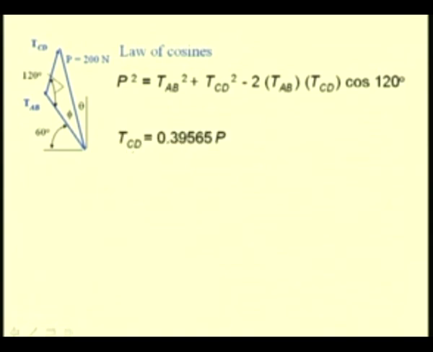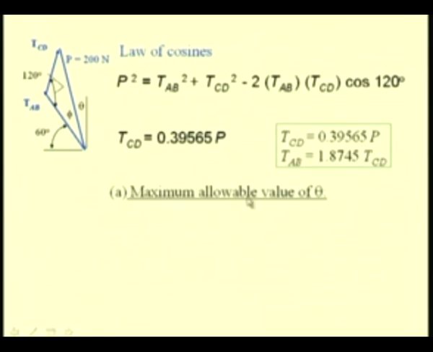So, from this we have TCD as 0.39565 times of P, because in this equation we can substitute for the force in terms of TCD. This force TAB can be substituted in terms of TCD from our earlier equation. So, we have TAB as 1.8745 times of TCD, which is coming from our earlier equation.